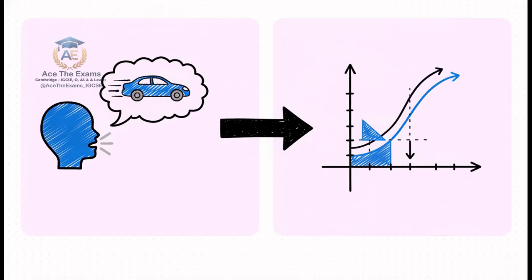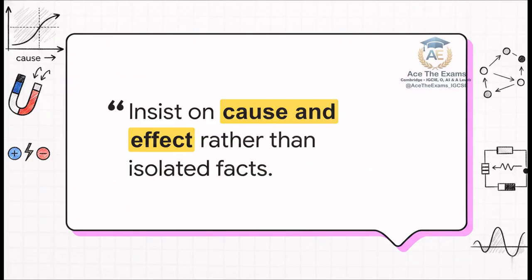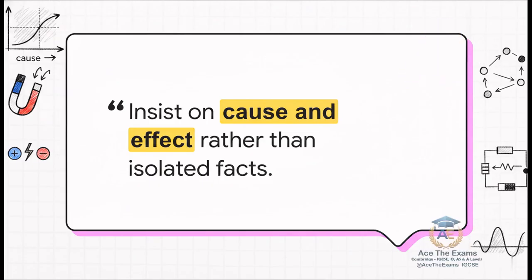an absolutely top-tier grade. So this whole idea is summarized perfectly by this golden rule pulled straight from our source material. Insist on cause and effect rather than isolated facts. I really want you to let that sink in. Whether the topic on your paper involves motion graphs, magnetic fields, balanced forces, particle physics, parallel circuits, or transverse waves, examiners will always reward solid reasoning over rote memorization. They want to see the complete chain of events.